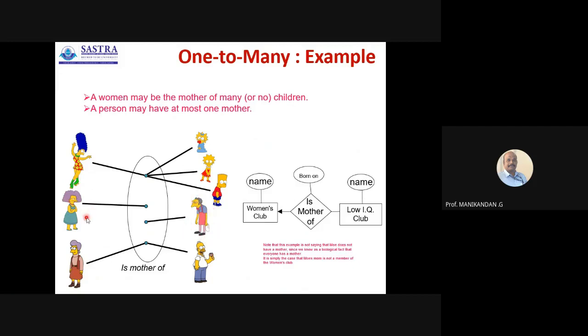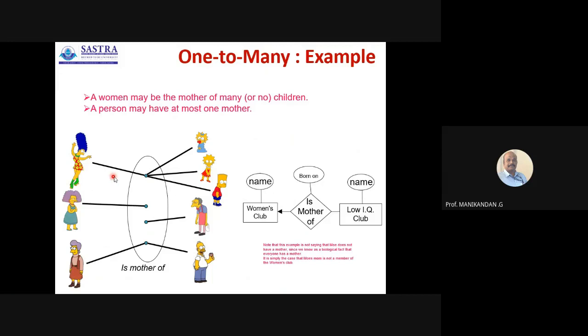So what is the biological fact? If you take a person, obviously they will be having a mother. So here the inference is, the mother of this person is not a member of this particular club. Here, one to many. One woman, a woman may be a mother of many children. One to many. But if you take a person, they can have at most one mother. One to many, then many to one.